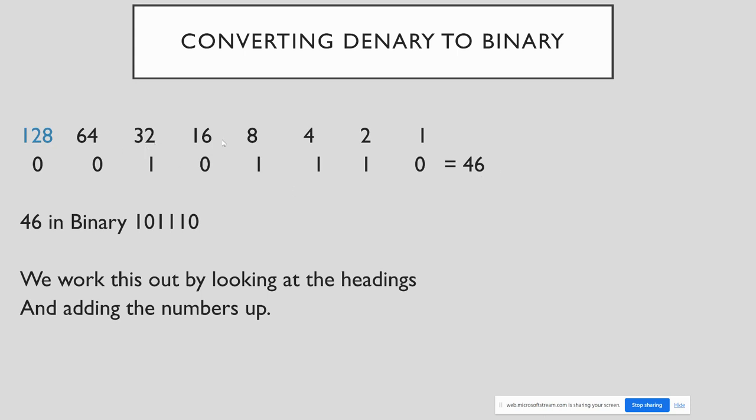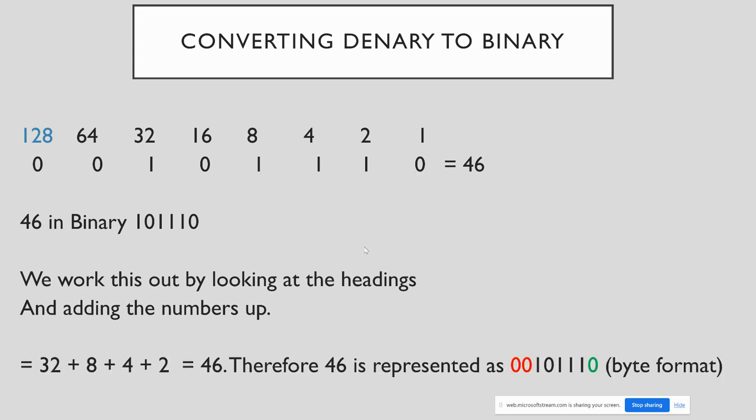Why do we add those only? Because they have the number 1 underneath them. The ones with 0, we don't add them. So we work this out by looking at the headings and adding the numbers up. So 32 plus 8 plus 4 plus 2, we have 46. Therefore, 46 is represented as 101110. Then we don't need to worry about anything after that because it's going to be zeros anyway.